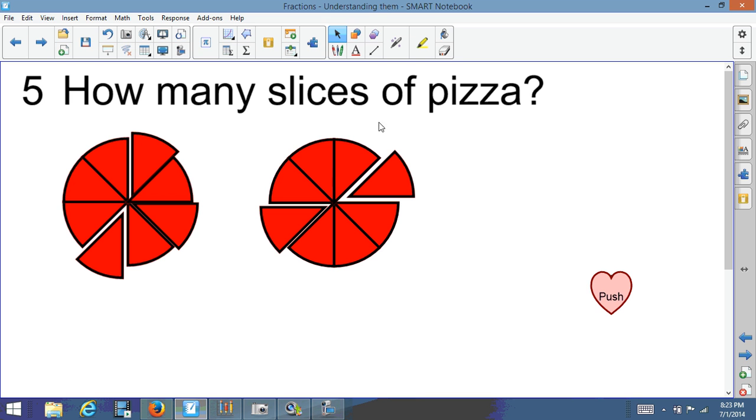How many slices of pizza do you see? Here we have 2 pies, sliced up into different pieces. So let's count them. 1, 2, 3, 4, 5, 6, 7, 8 slices here. And the same thing here: 1, 2, 3, 4, 5, 6, 7, 8 slices there.